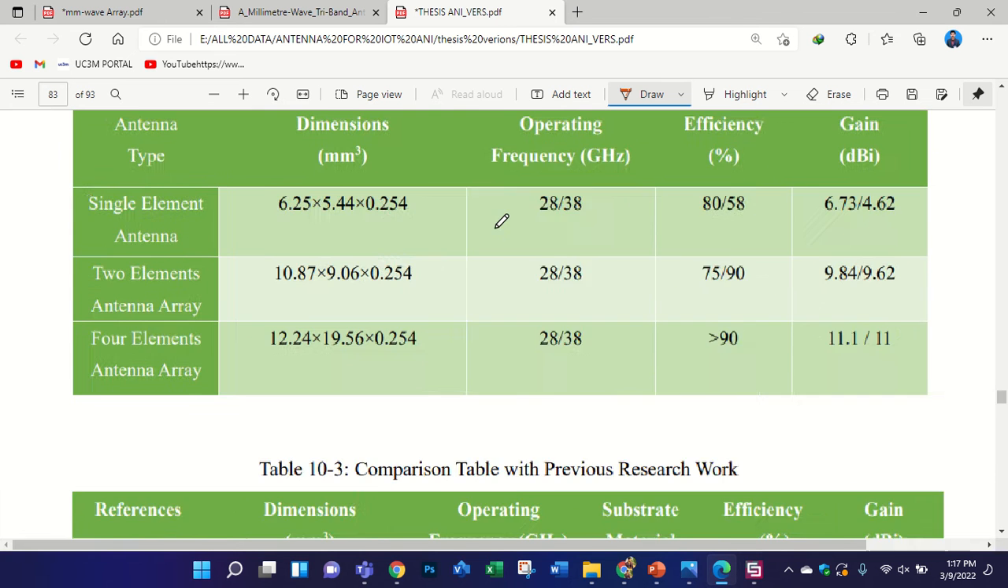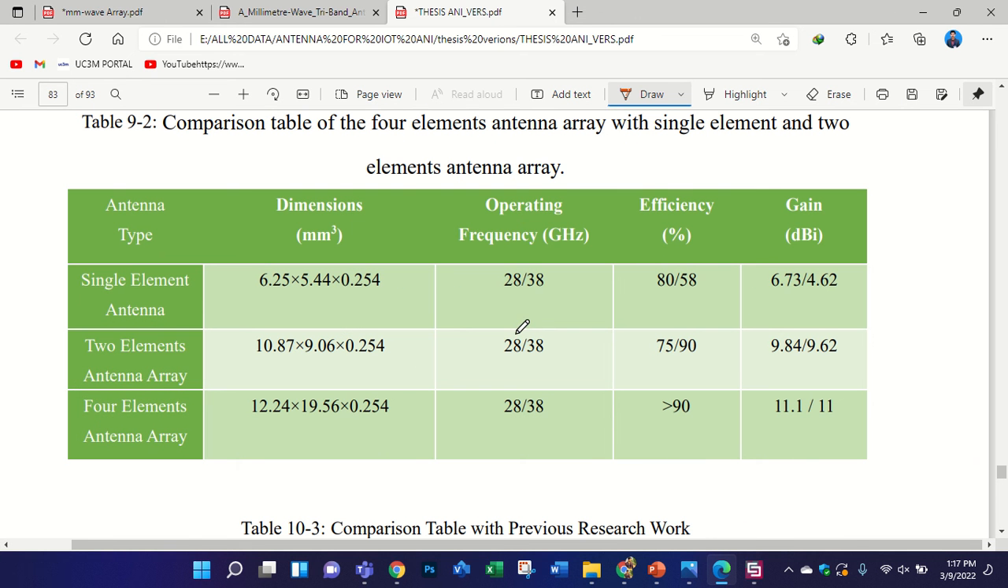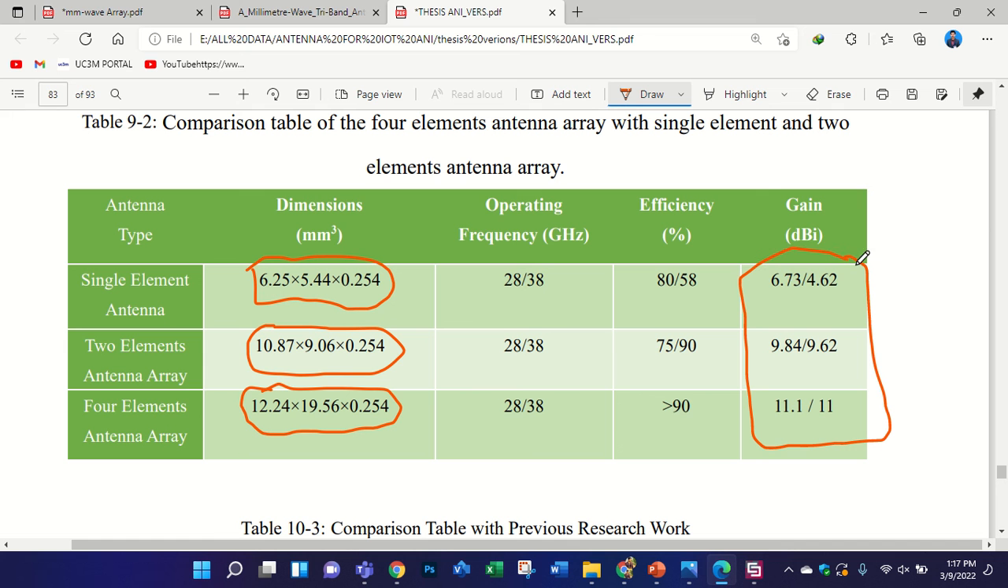And this is the comparison table of the single element, 2 elements and 4 elements antenna. Here the size of the single element antenna is 6 cross 5, here it is 11 cross 9, and here it is 12 cross 19.5. And you see the difference in the gain. It is more than 9 dB in the 2 elements antenna array, and here it is more than 11 dB. And also the size is still compact, not much bigger.